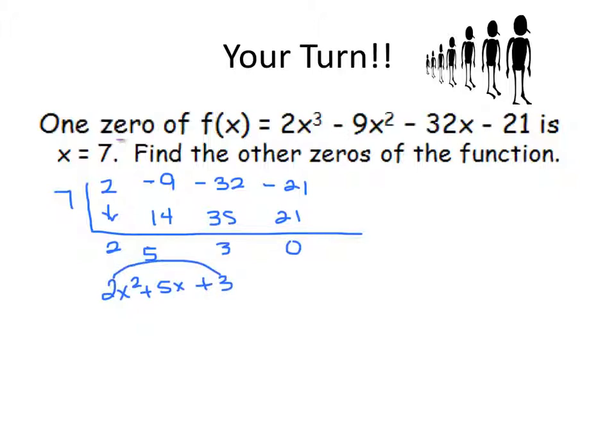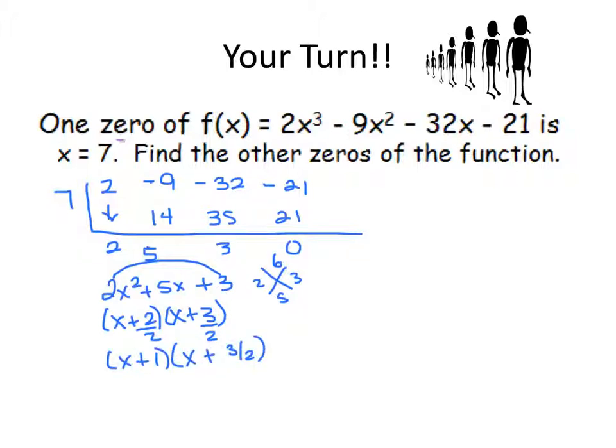What two numbers multiply to make 6 and add to make 5? 2 and 3, I feel like we already did this one. X plus 2, x plus 3, divide and reduce. So x plus 1, x plus 3 halves, bottoms up. So x plus 1, and then this would be 2x plus 3.